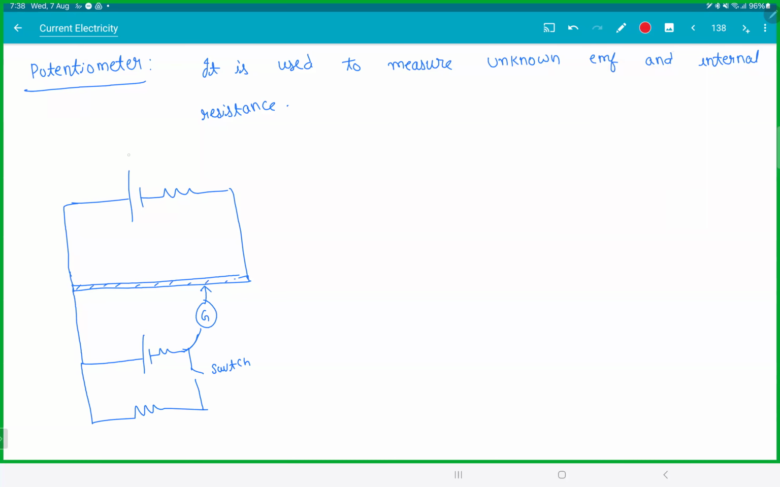So we have E primary, R primary, your unknown EMF EX, and your unknown internal resistance RX. This is a known resistance R known. That's your galvanometer. This is A and this is B, and this is a potentiometer wire.